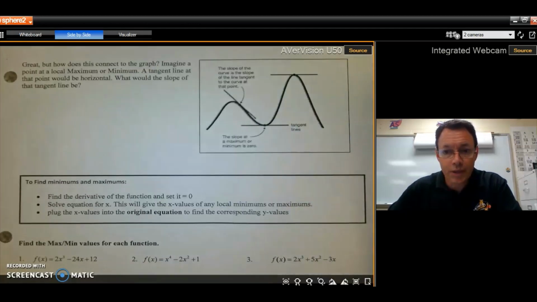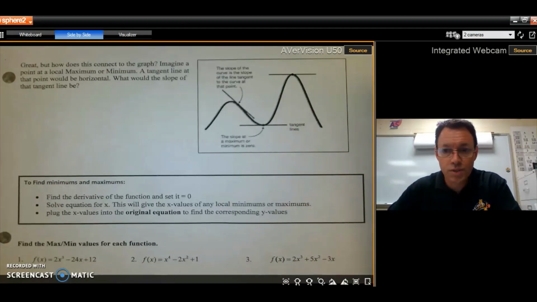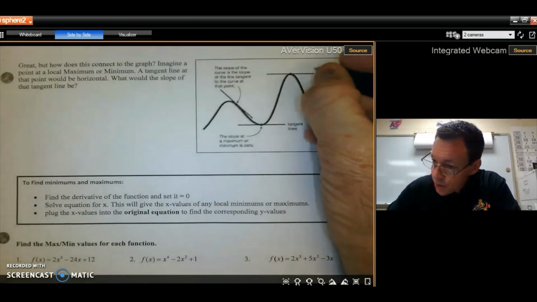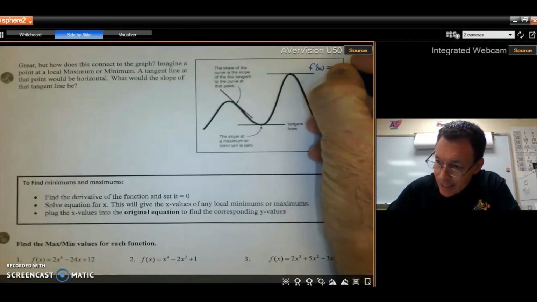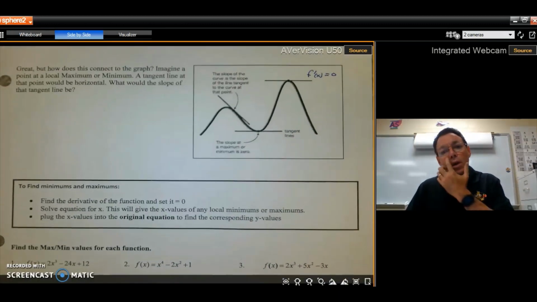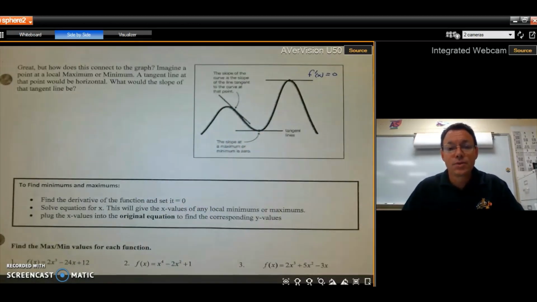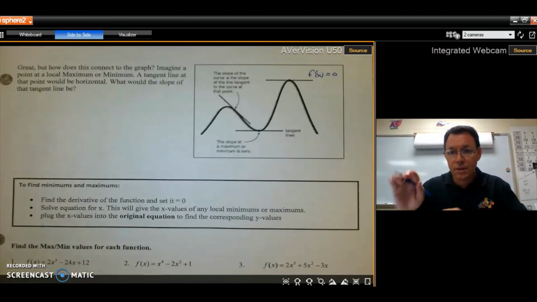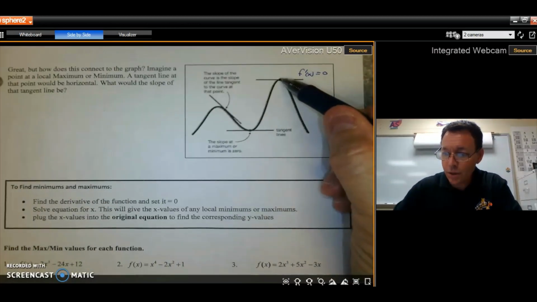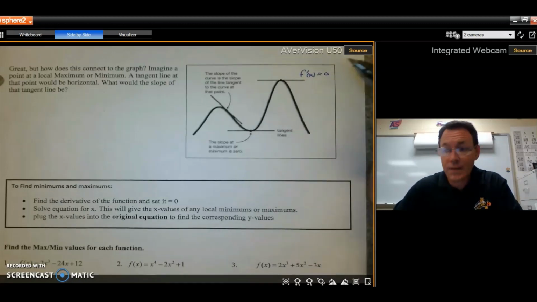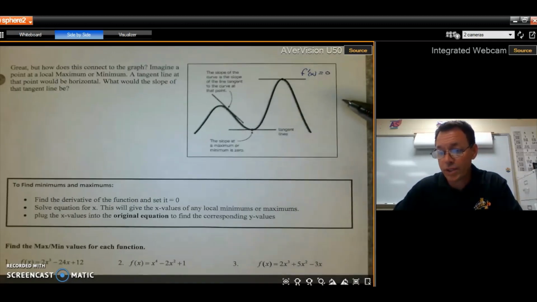So what would the slope of that be? Well, the slope of a horizontal line is 0. So in other words, if we take our derivative, f prime of x, and set it equal to 0, we can find at what points, at what x values, does our slope equal 0. And anytime you have a slope of 0, that means you are at one of these local maximums or local minimums. And that's what you do with the derivative. And that's going to find these high or low points for us.